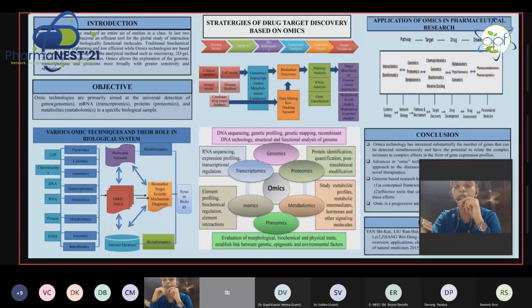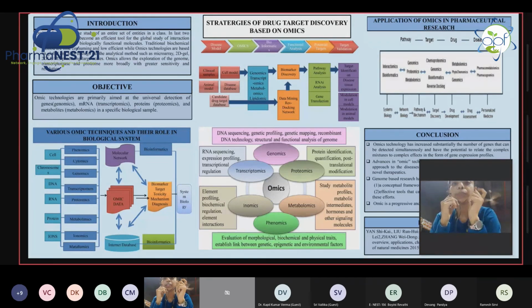And then the phenomics. It is upon the evaluation of the morphological, biochemical, and the physical traits between the genetics and the environmental factors. And here I would tell about the various omic technologies and their role in the biological system. As I have stated, the branches of the omics are phenomics, cytomics, genomics, transcriptomics, proteomics, metabolomics, and ionomics.